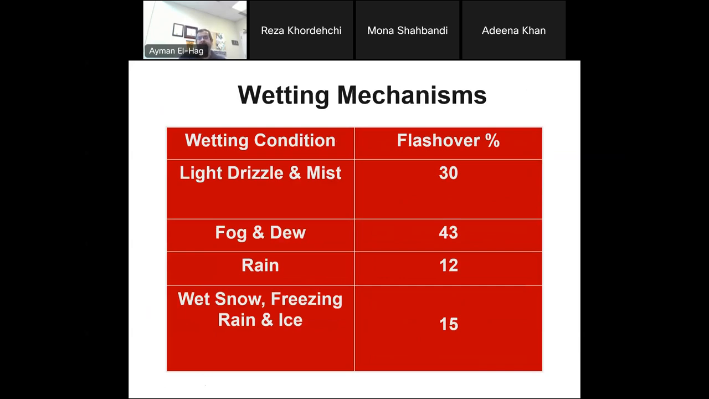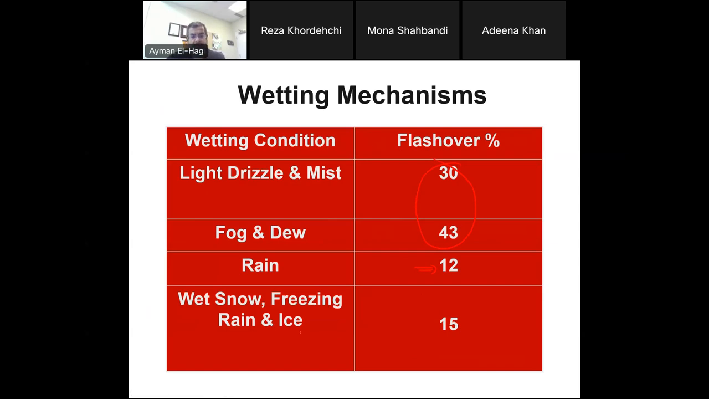Now, for the wetting mechanisms, light drizzle, mist, fog and dew, most of the failures happen when you don't have very clear wetting on the surface. I mean, very intense wetting. Rain only accounts for 12% of the flashovers. Most of the wetting that leads to a flashover is a mild type of wetting. There is enough water to dissolve the pollutant, but not enough water to wash the insulator completely. As I mentioned, this is why we need to do regular cleaning of the insulators, which can cost a lot of money. As I mentioned, hopefully I will arrange a lecture to talk about improving the insulation of outdoor systems.